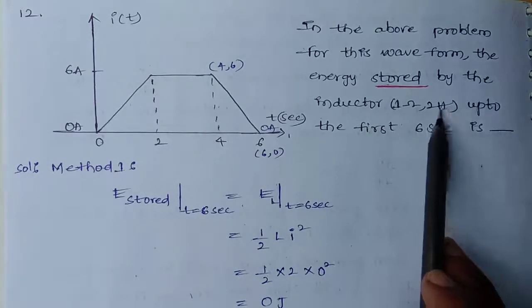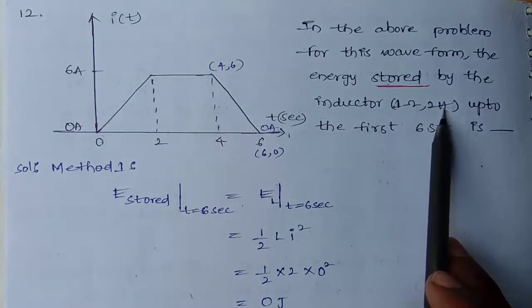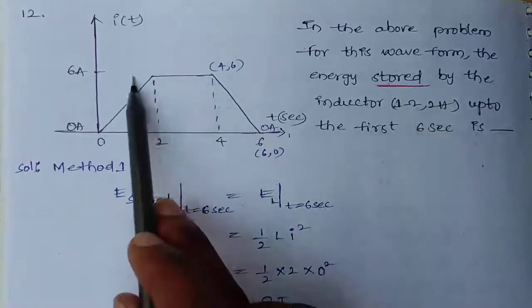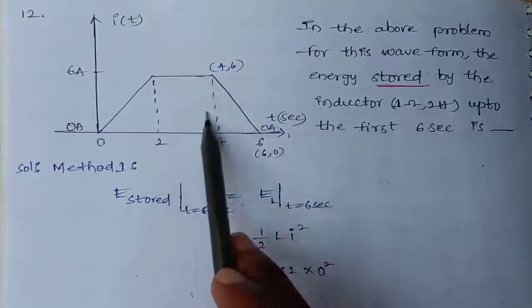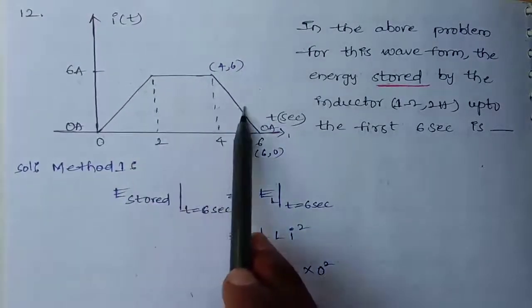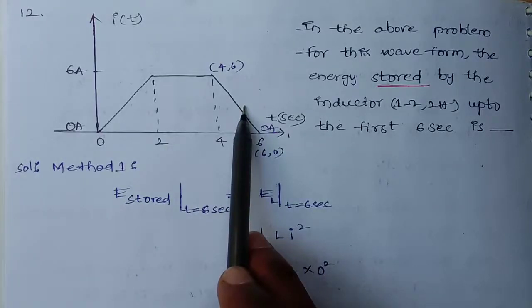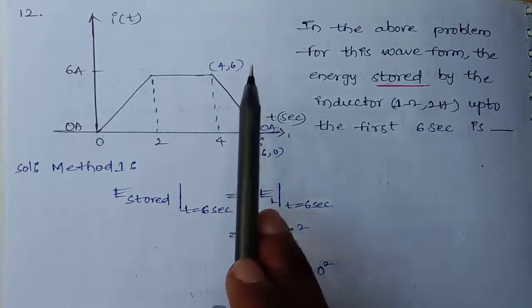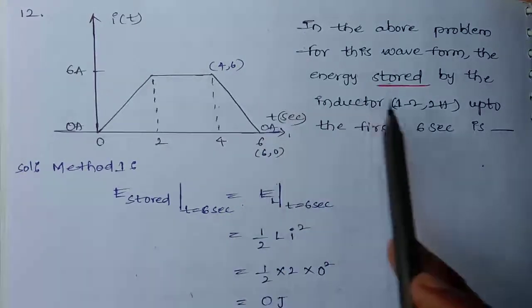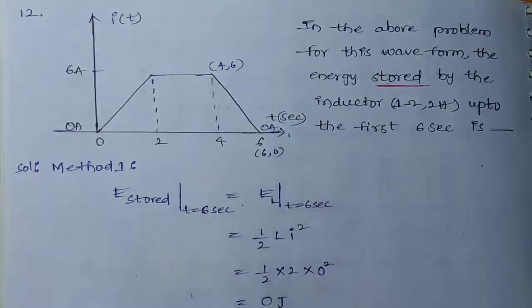That means you need to find out the energy stored by this 2 Henry ideal inductor during this region, during this region, and during this region, and you need to add these three energies stored by the ideal inductance part in the practical inductor. You will get the total energy stored by the practical inductor. I hope you understood it.